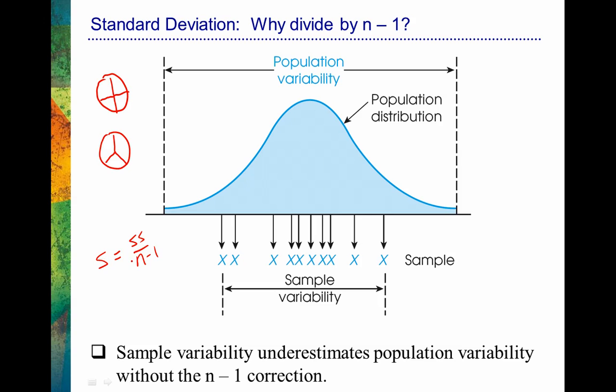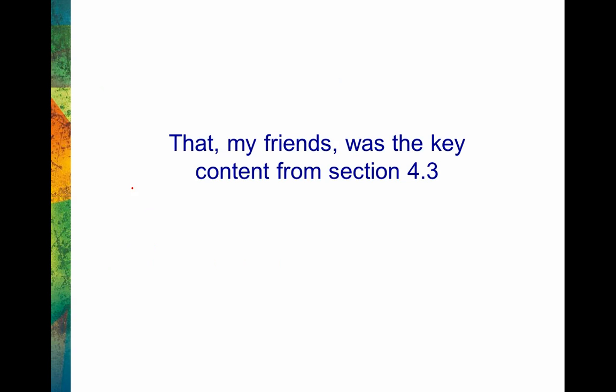And over the long run, when we use this slightly modified average, when we use this formula, the sample standard deviation will be an unbiased estimator of the population variation. In other words, it will do a good job of representing the variability in that population. And that's exactly what we want it to do. All right, well, that was a lot to take in. Make sure you practice this. That, in general, is the key content from section 4.3, and for now, that is all.